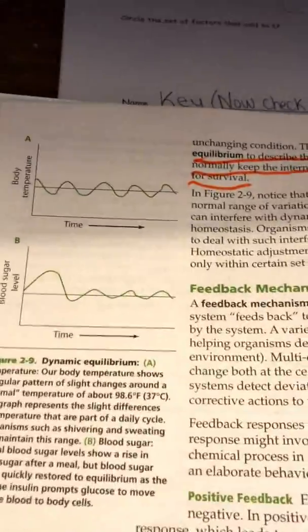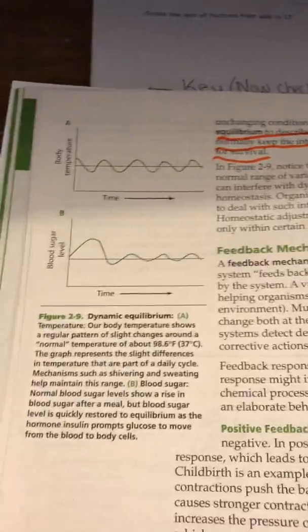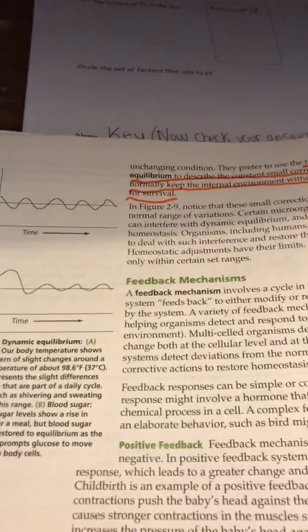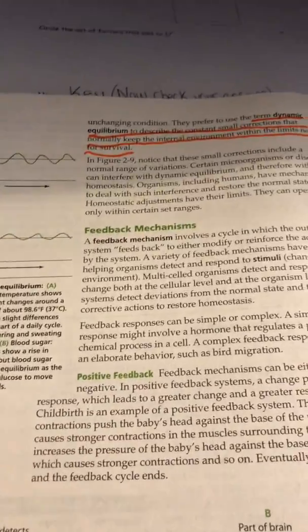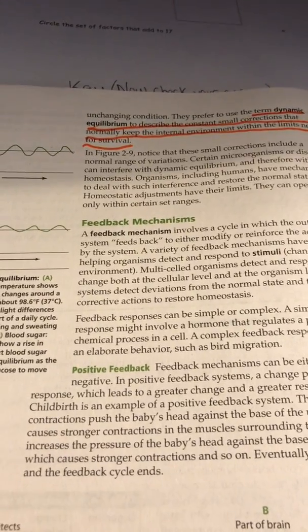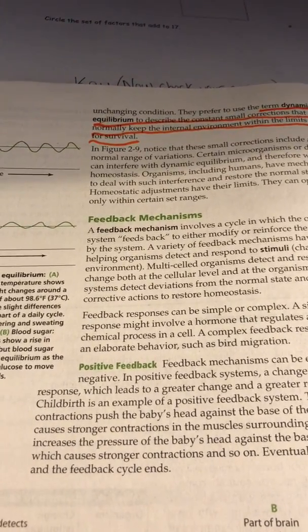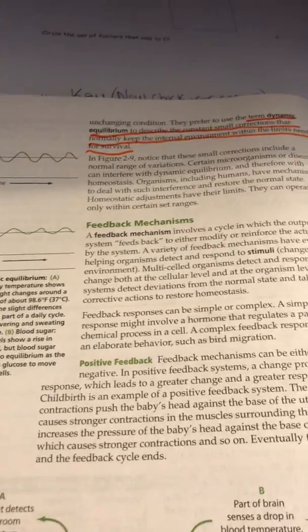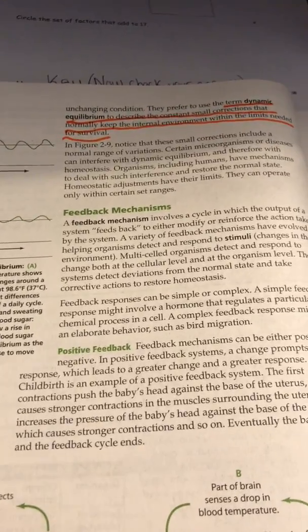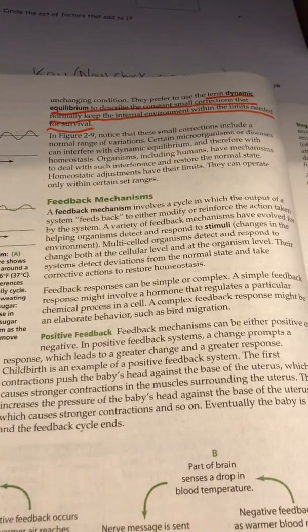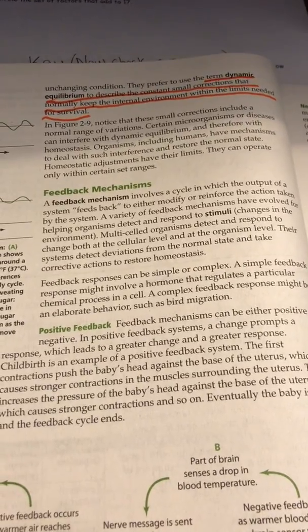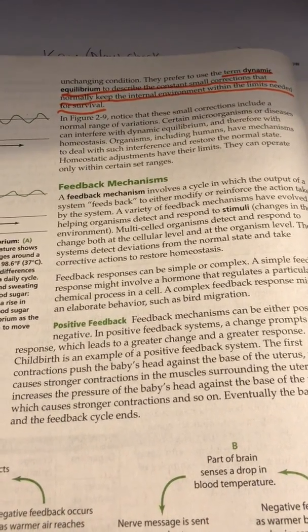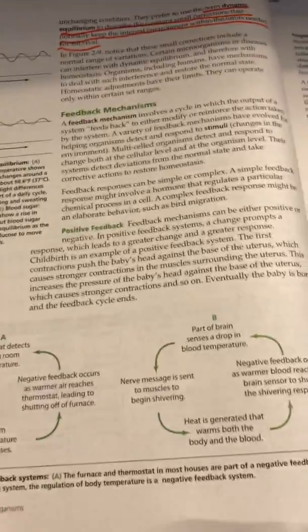In Figure 2.9, notice that these small corrections include normal ranges of variation. Certain microorganisms or diseases can interfere with dynamic equilibrium and therefore with homeostasis. Organisms, including humans, have mechanisms to deal with such interference and restore the normal state. Homeostatic adjustments have their limits. They can operate only within certain set ranges.